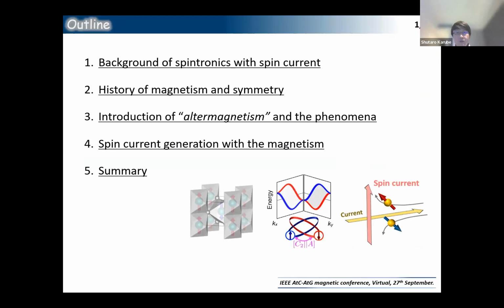I will introduce the outline of the presentation. First, I will provide an overview of the background in the field of spintronics research, with a particular focus on using the spin current. Next, I will show you the history of magnetism, especially highlighting the parity and time reversal symmetries to discover new phenomena. Next, I will introduce the emerging field called altermagnetism and present various intriguing phenomena within it. Furthermore, I will demonstrate how this magnetism can be utilized to generate spin current, leading to potential applications in spintronics. Finally, I will conclude the presentation.